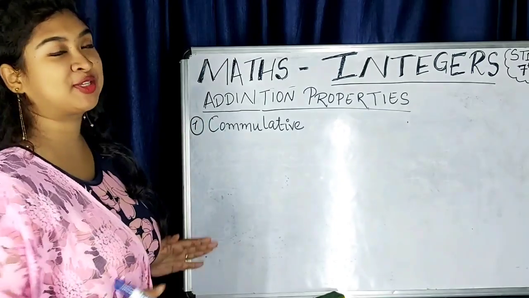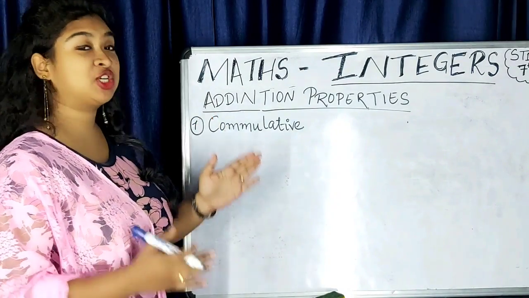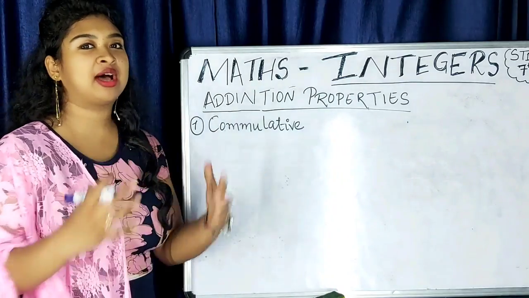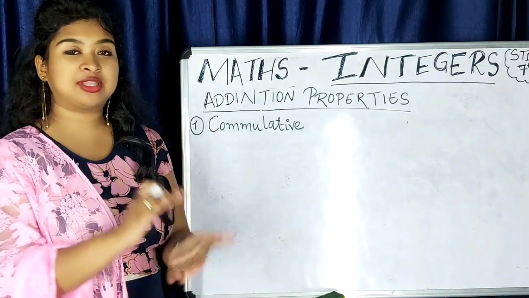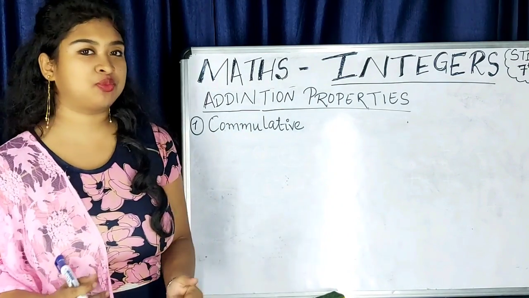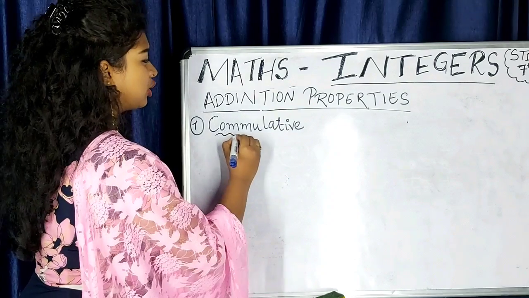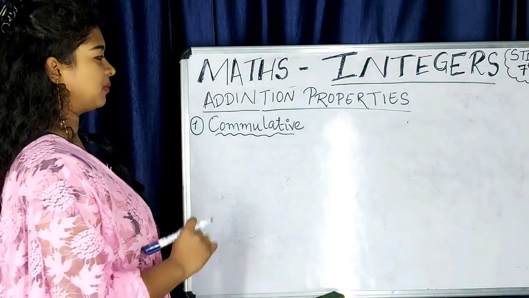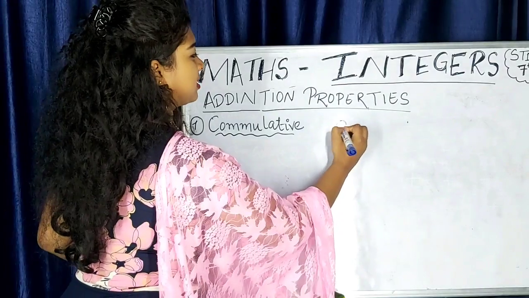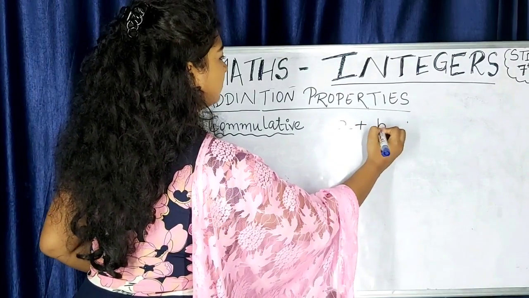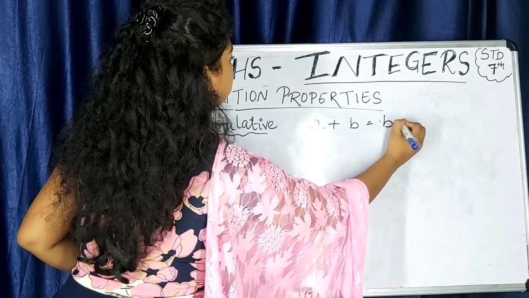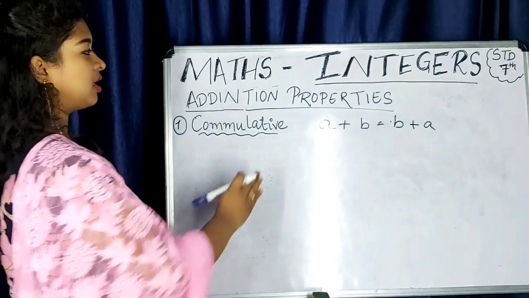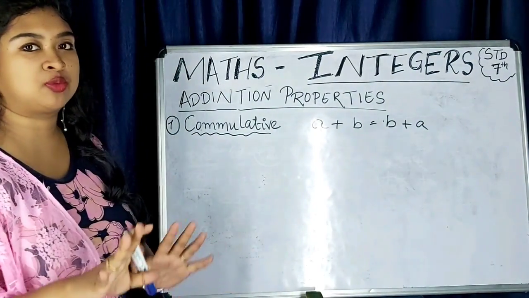Okay, so the next topic is addition properties. I am going to tell you what the addition properties are. So there are basically 3 addition properties, and the first is the commutative property. What happens in the commutative property? For example, it is A plus B, so that equals B plus A. Okay. So here you can see A plus B equals B plus A.